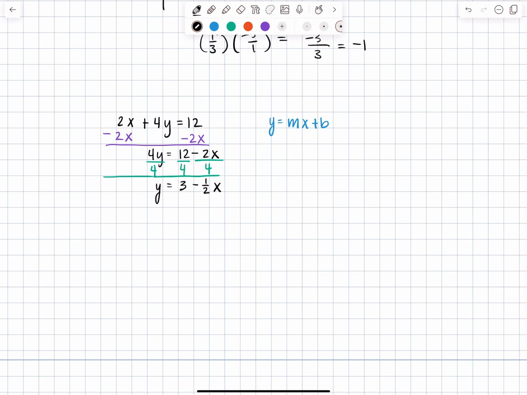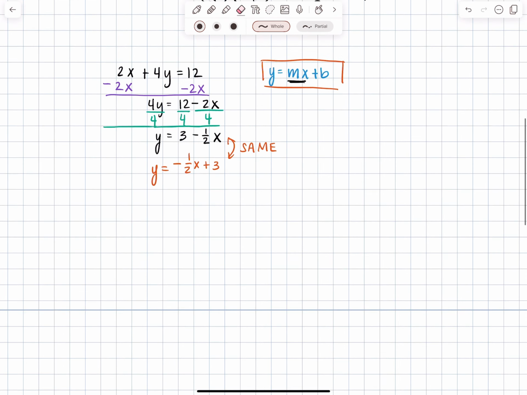So this is really in slope-intercept form. But if you want to make sure that the m and x are on this side, we can do that as well. So we can rewrite this as y equals negative 1 over 2x plus 3. These are the same. But if you wanted slope-intercept format, you can just bring this negative 1 over 2x in the front and then move the 3 to the back.